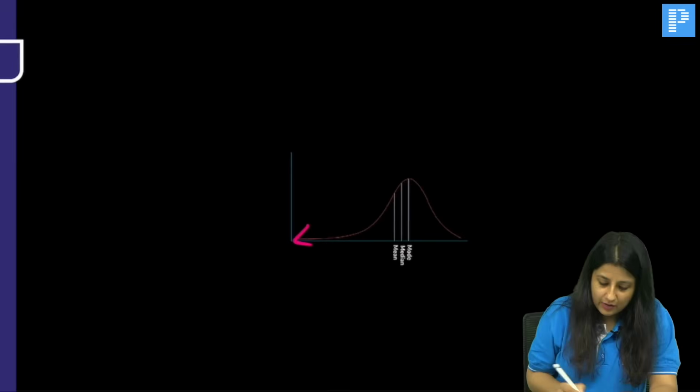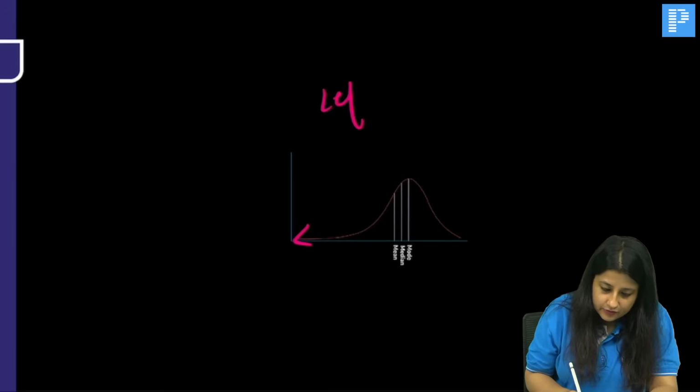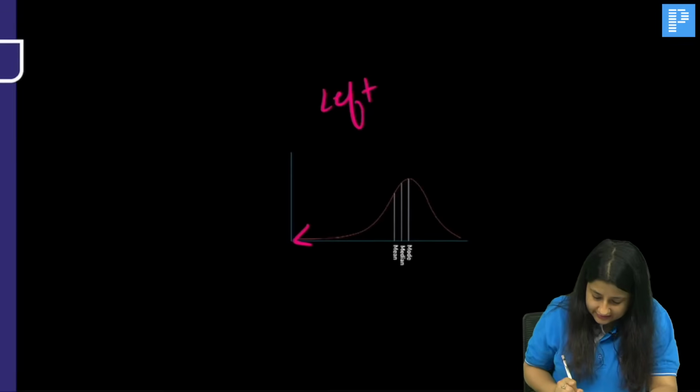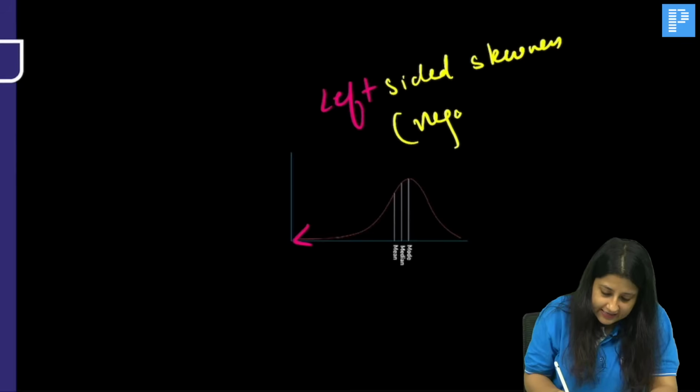Now, over here, you have to look at the direction of the tail. It is pointing towards the left side. So, this is your left-sided skewness, or you could also call it negatively skewed. Now, let me take you to a better image for this one.